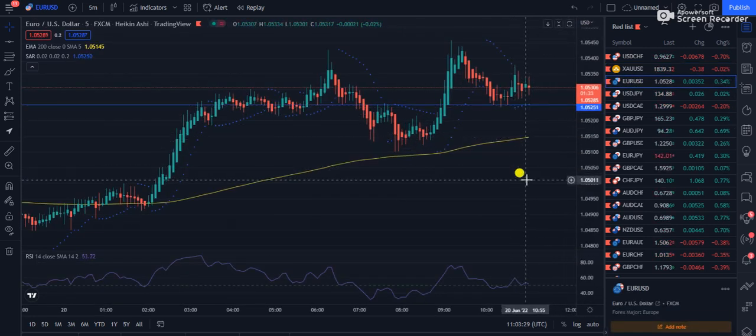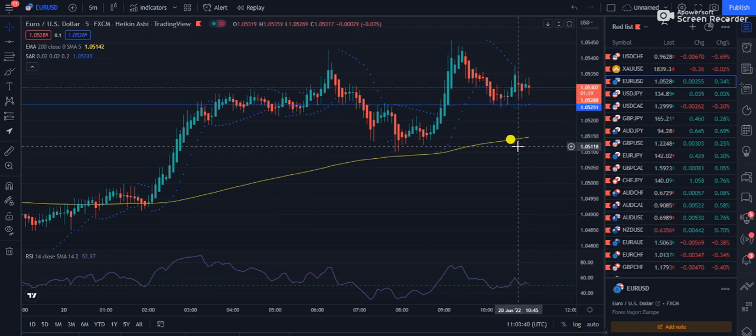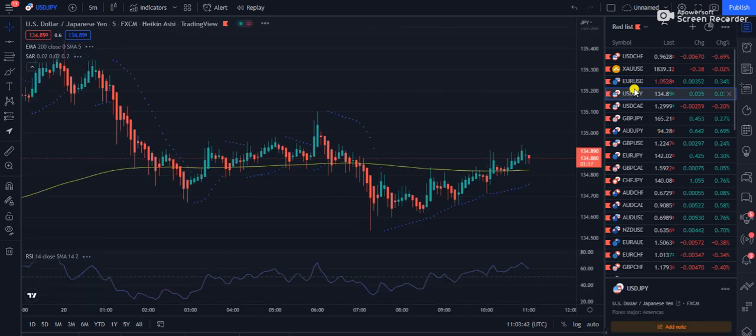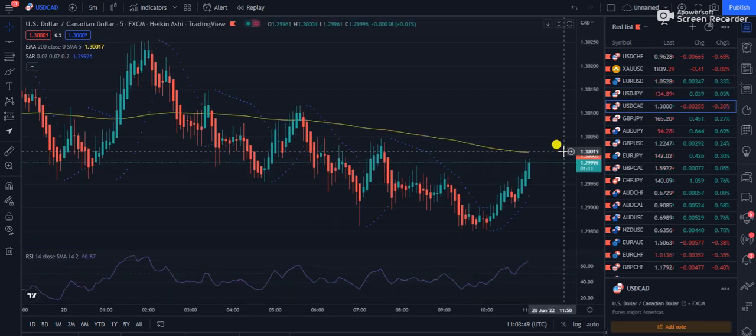Okay, now you can see guys, this is the perfect example. The RSI is above the 50 level, and you can see Parabolic SAR has given you the buy signal, and the market is above the moving average. You can take the signal. Guys, believe me, I have used this strategy on my trading account, and it was exceptional.